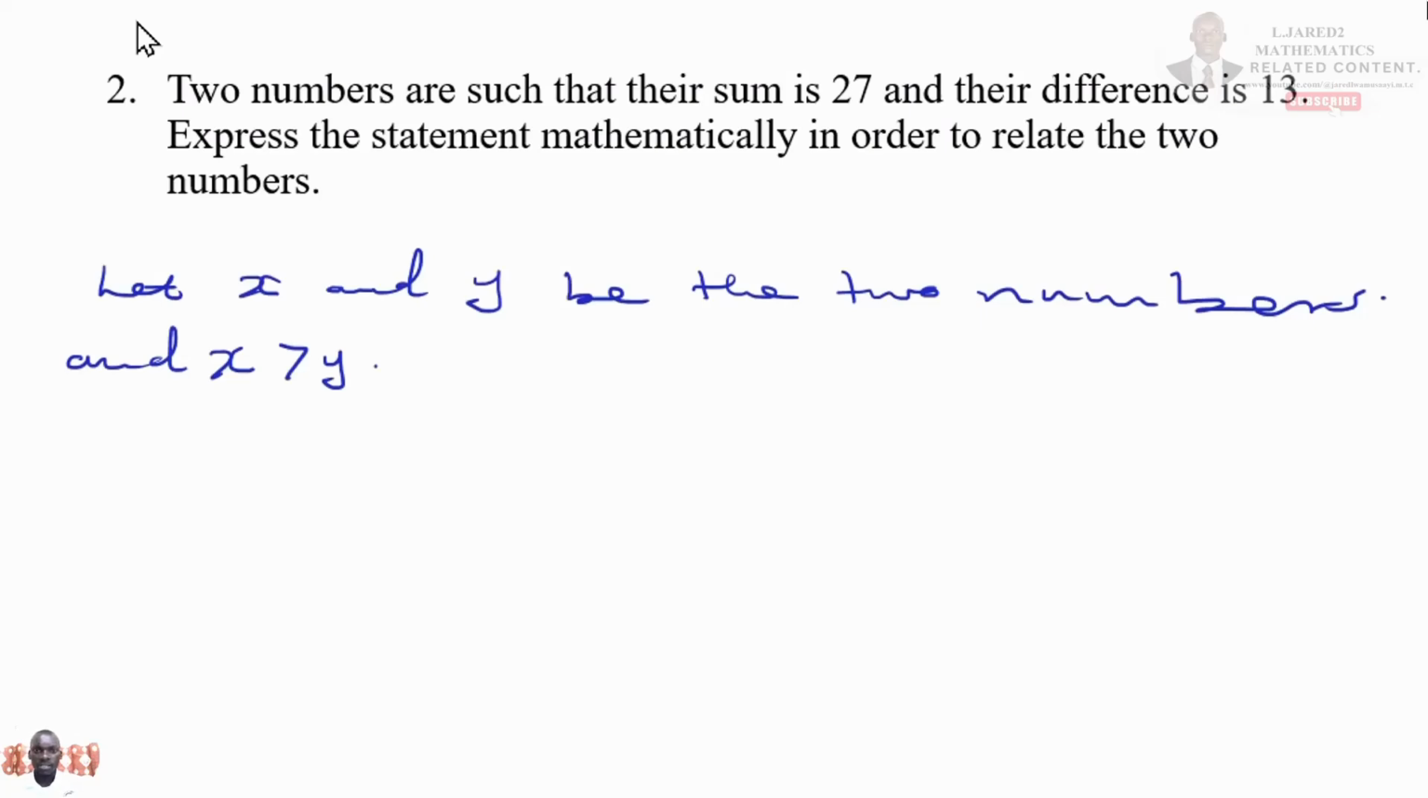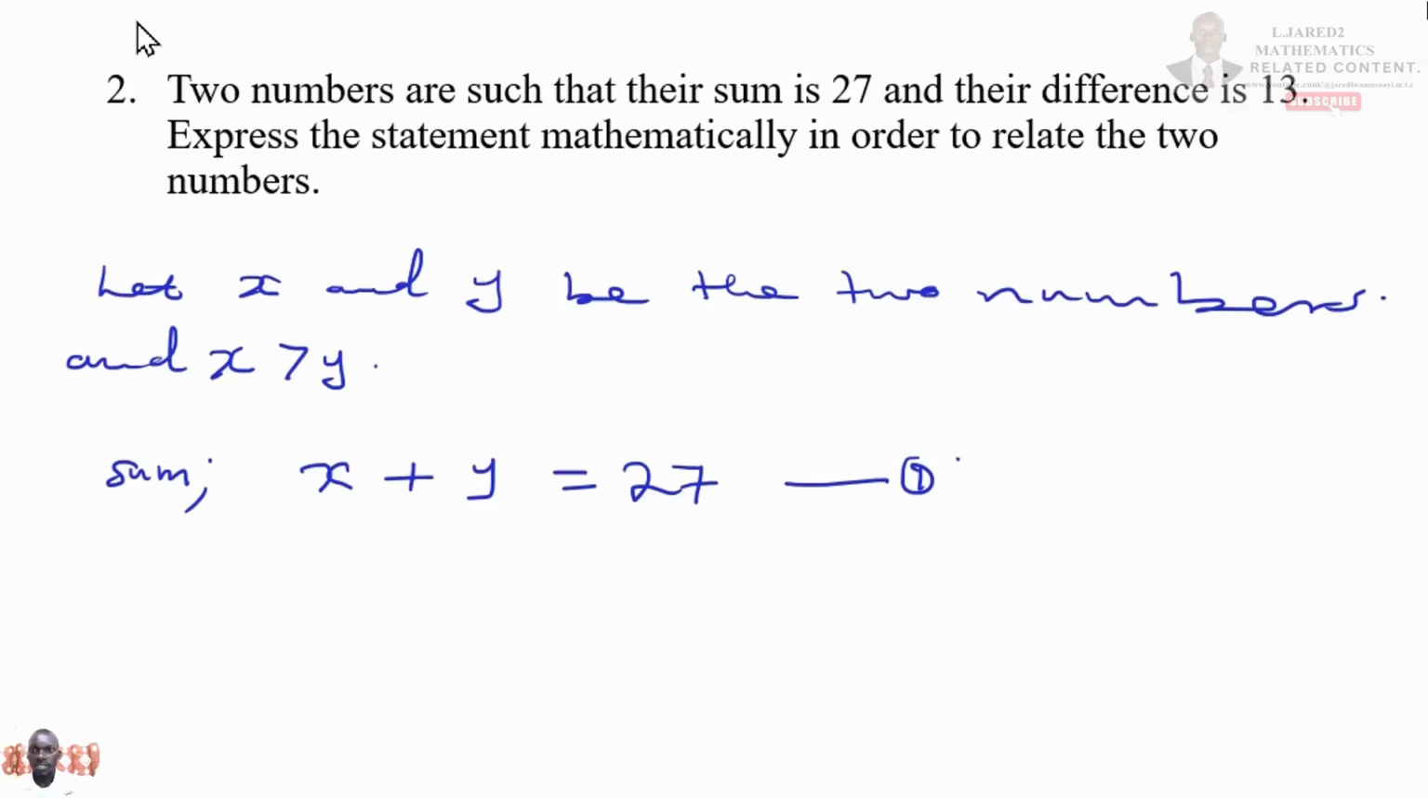Let's say that two numbers are such that their sum is 27. So now they are talking of the sum of the two numbers. So we could get x plus y, then it should be equated to the 27. This gives us our first linear equation.